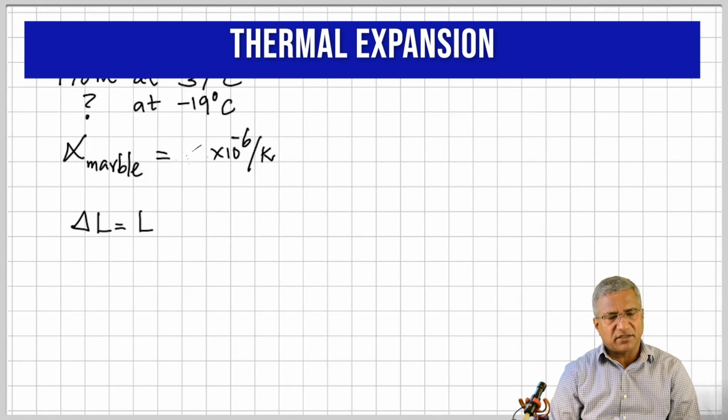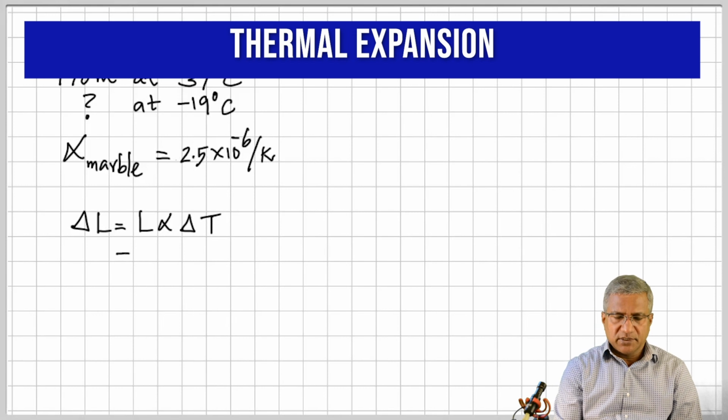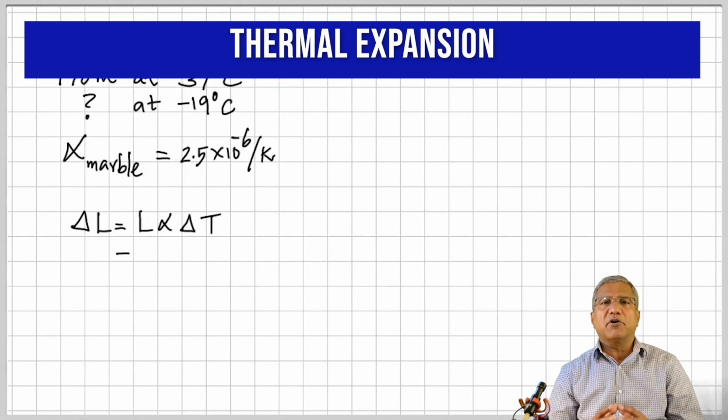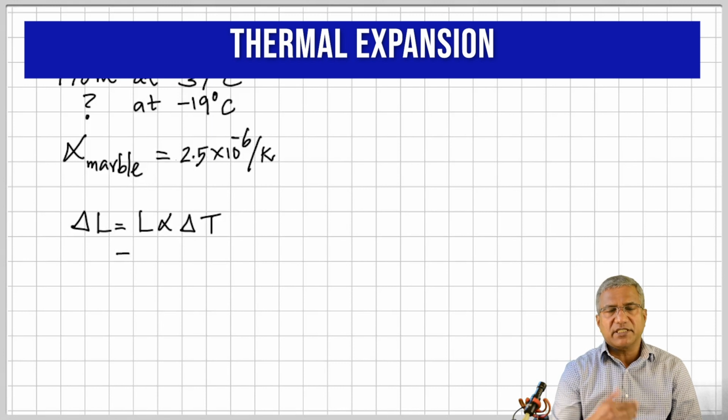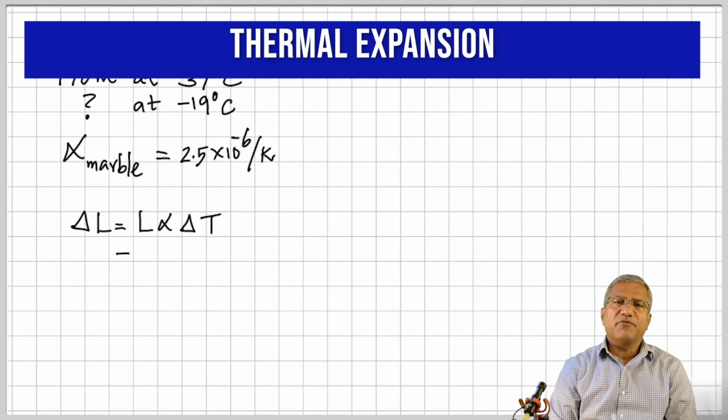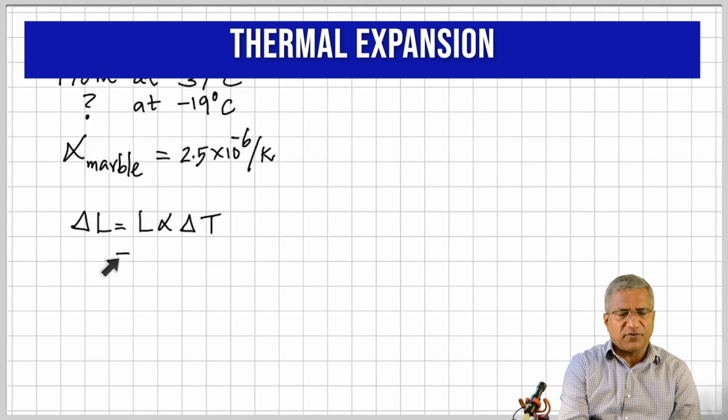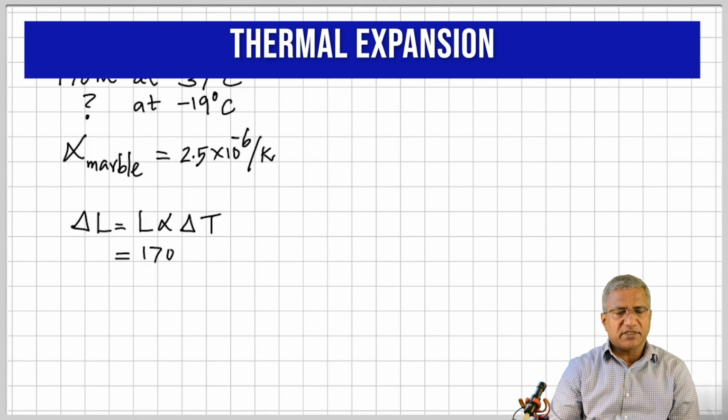It's, I think it's, what is that, 6.5? No, 2.5. So alpha for marble is 2.5 times 10 to the negative 6. Notice the unit, it's per Kelvin. To find the change in length, you use this formula. Okay, so you need the original length, which is 170. Alpha is given. Change in temperature.